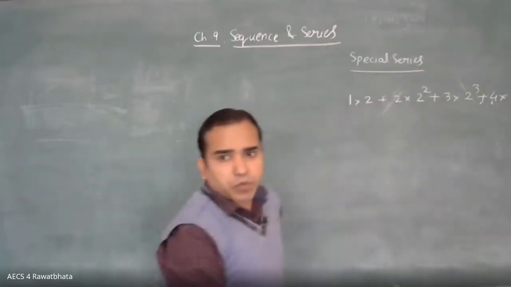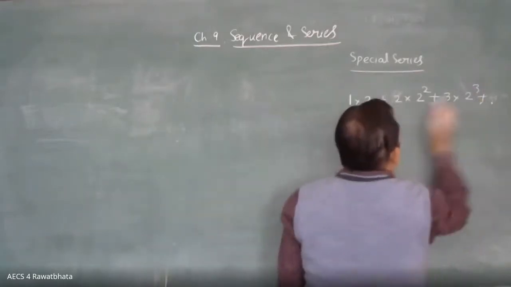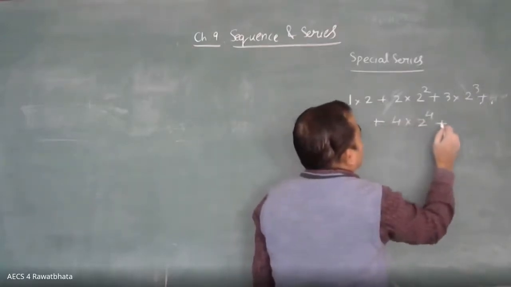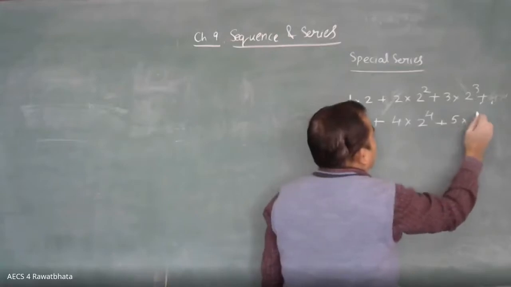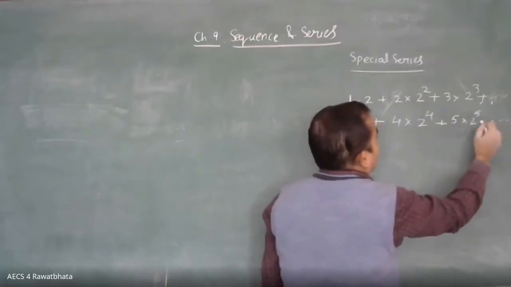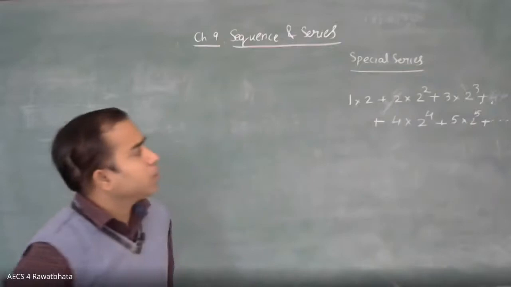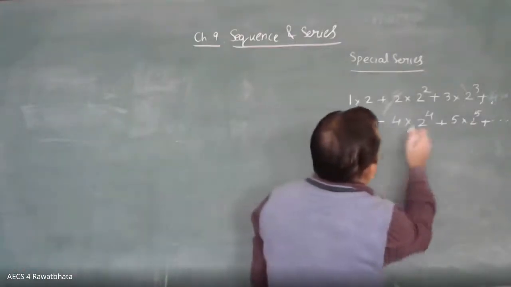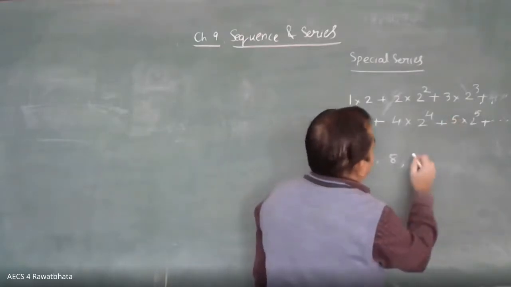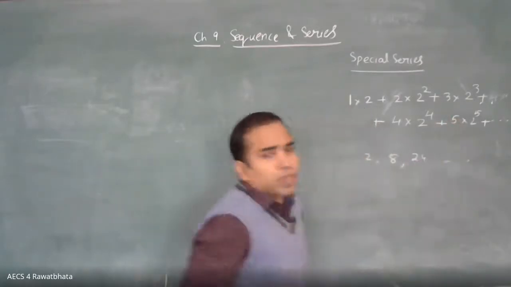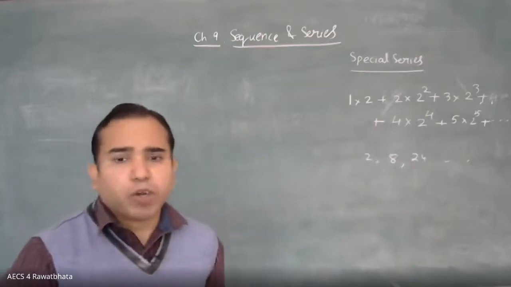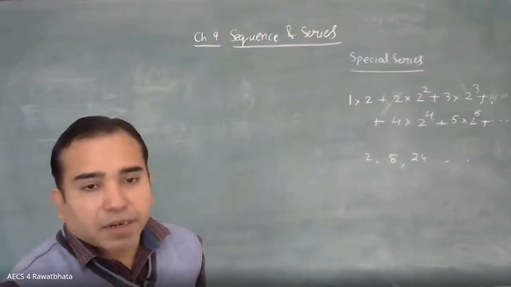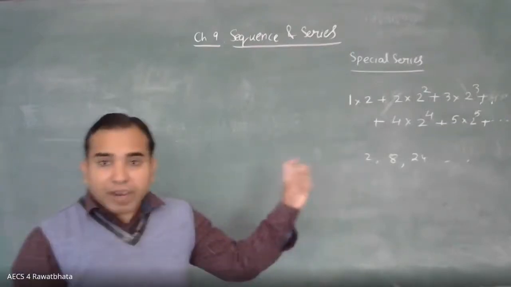I hope this is visible to you. Plus 4 into 2 raised to power 4 plus etc. If you see this series, and if you calculate all the terms, if you simplify, terms will be 2 and then 8 and then 24 and etc. This may not be a GP, may not be even AP. Then how to calculate? But there is a pattern. There is a pattern. I can find out its nth term.